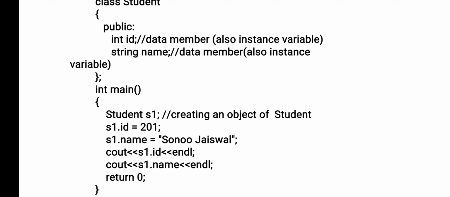Okay, now next comes the object. Object is the instance of a class. After a class is created, if you want to access the class members and all, we need an object. Okay, so object name dot function name or data member name. In that way you can access all the class members using an object. Okay, so this is about access specifiers and object creation.